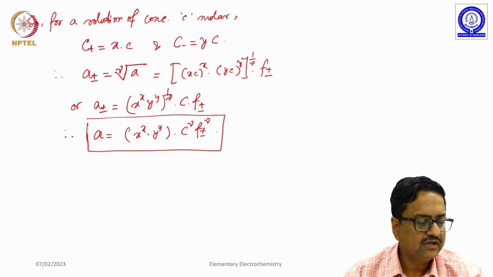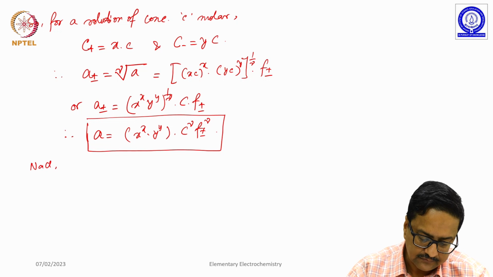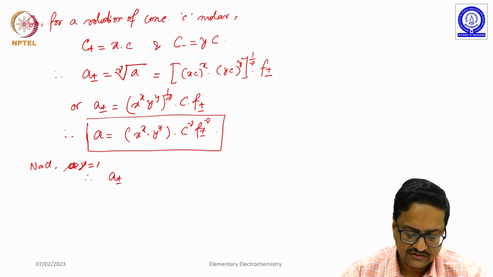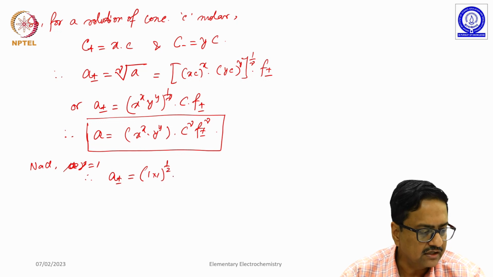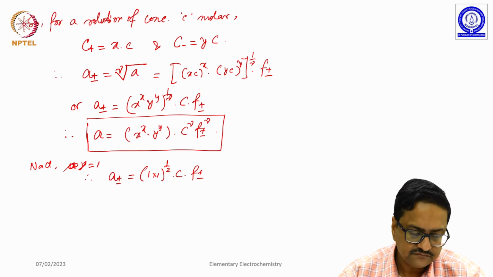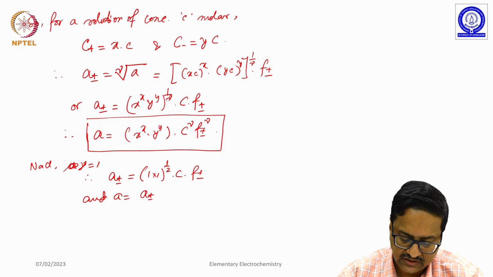So now if we do it for say sodium chloride, nu equal to 1, therefore a plus minus is equal to 1 into 1 to the power half into c into f plus minus, and a equal to a plus minus square, that is c square into f plus minus square.